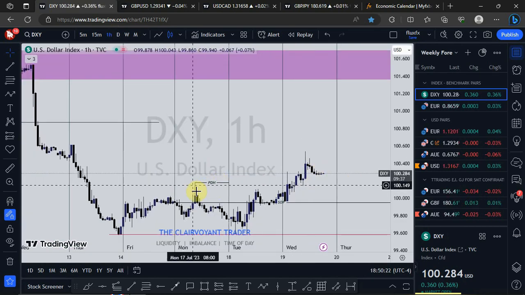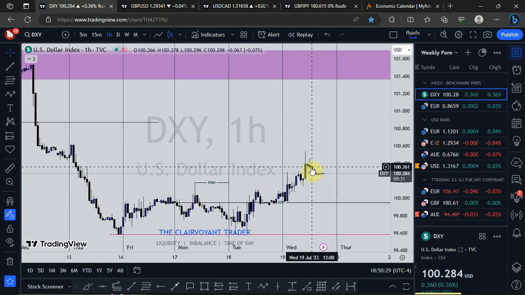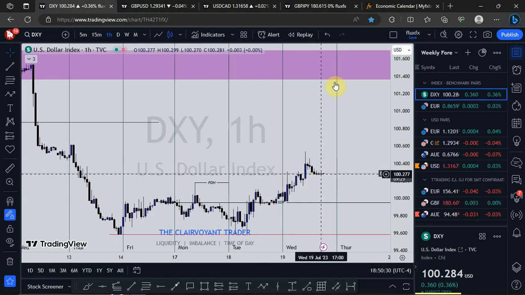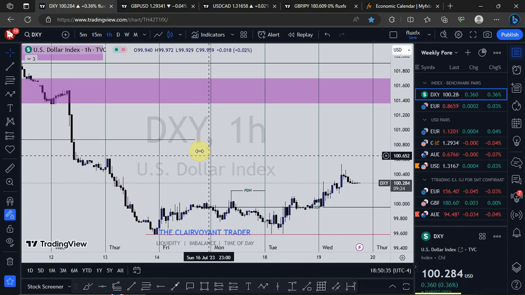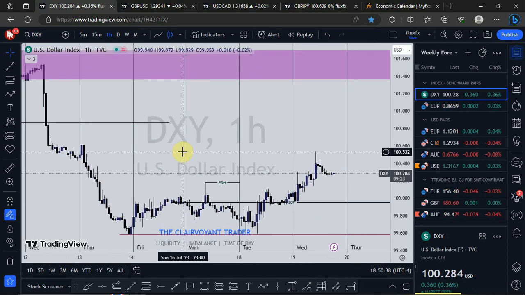I want to see price take out the previous day's, that is Monday's high. Once Monday's high has been taken, then definitely you would want to see price move to the upside to fill this liquidity void. So that is going to be my expectation so far as the dollar index is concerned. So I was looking for bullish prices on the dollar index.